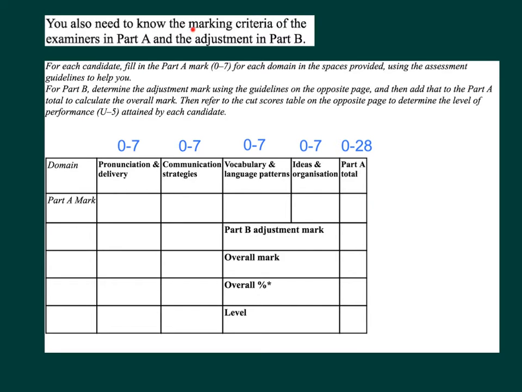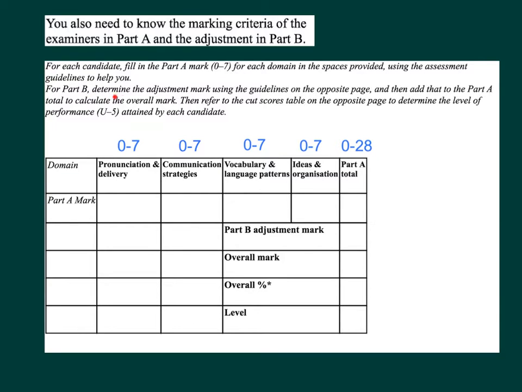You also need to know the marking criteria of the examiner in Part A and the adjustment in Part B. For each candidate, fill in the Part A marks 0 to 7 for each domain in the spaces provided, using the assessment guidelines to help you. These are the domains to be assessed: pronunciation and delivery, communication strategies, vocabulary language patterns, ideas and organization. Up to 7 marks can be assessed for each domain. Up to 28 marks can be assessed for Part A total.